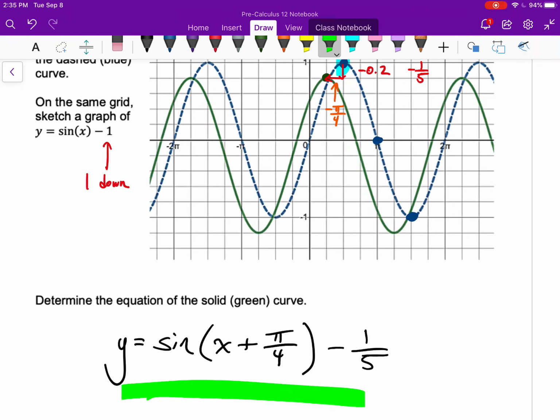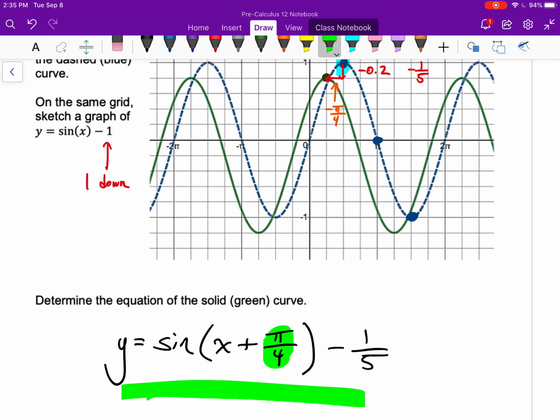Now again, if you are tempted to go to your calculator and decimalize pi over 4, you get some decimal that's not as accurate as pi over 4, plus it's more work, so don't. Just pi over 4 is great. And again, whether you have 0.2 or 1/5, they're both perfectly good. They're both just as accurate. I'm going to go with 1/5 just because why not?